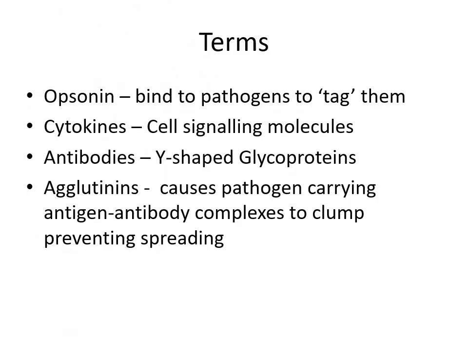Okay, so a few terms, we're going to watch an animation shortly. A few terms, and you can pause the video, make notes if needed. So an opsonin, a reminder, they bind pathogens and tag them, that's the antibodies. We're going to have these cell signalling molecules called cytokines, particularly one called interleukin 1 and interleukin 2, we'll look at those later. Antibodies, you should now know they're Y-shaped glycoproteins, and then agglutinins, they cause pathogens to come together.